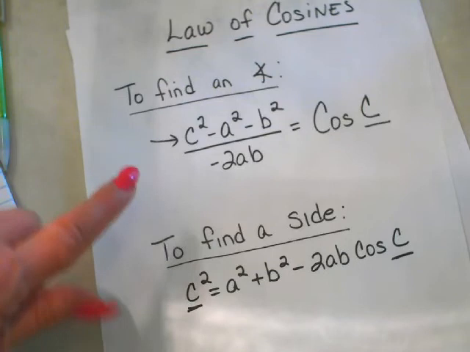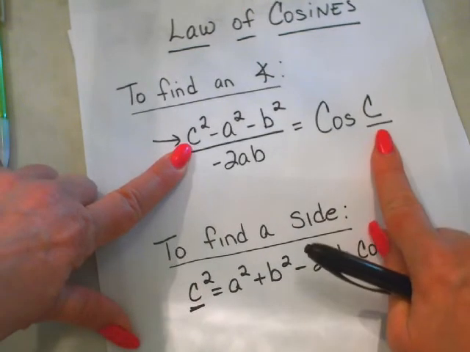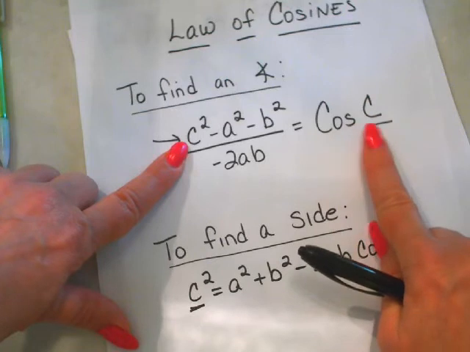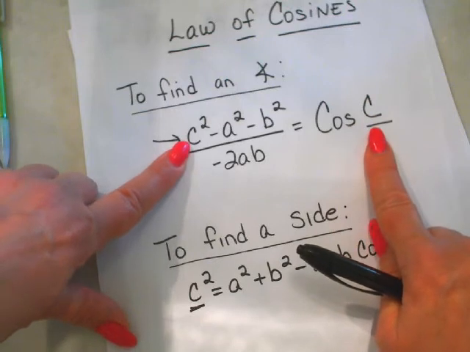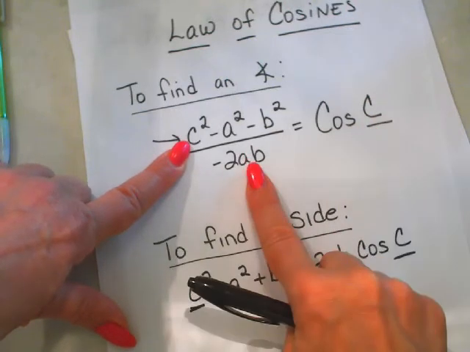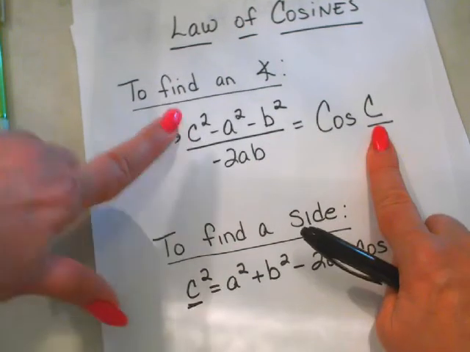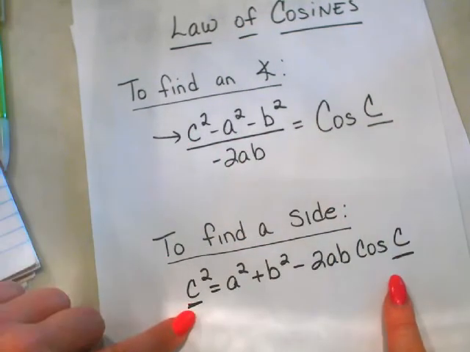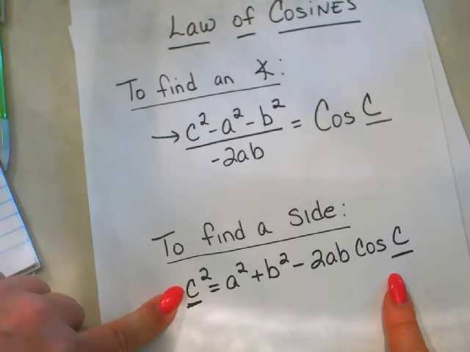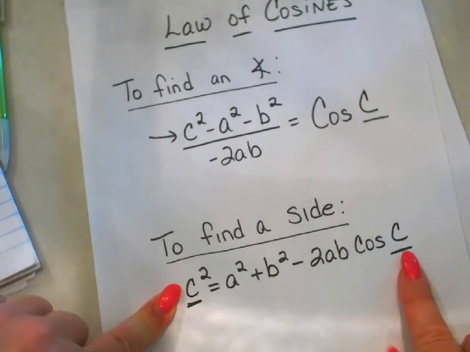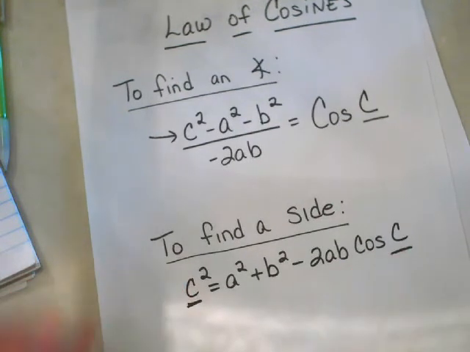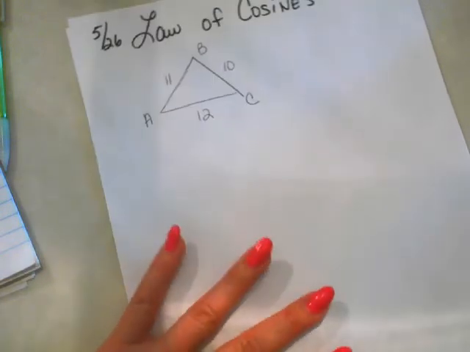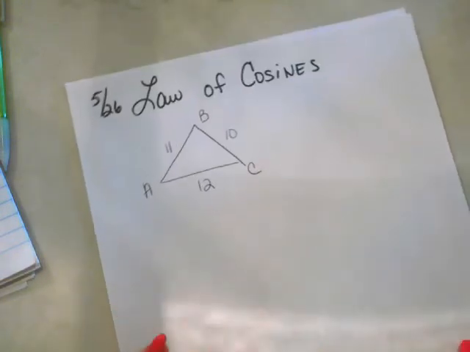Notice how this side corresponds with this angle. If you're looking for angle C, side C is only used in the formula once, and everything else is the sides of A and B. If this was an A, this would be an A and this would be C, so you flip it out. Same thing here. If you're looking for side C, you're using angle C and everything else is the other two angles. And I'm going to show you how to do that in a second. Remember, copy that down, pause the video, and keep it handy.